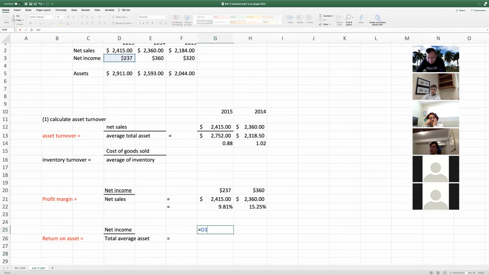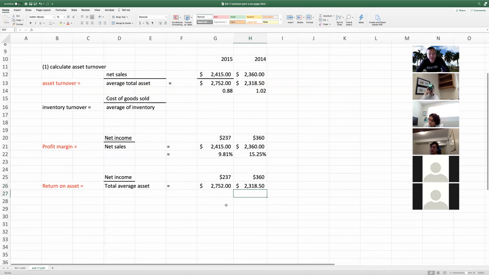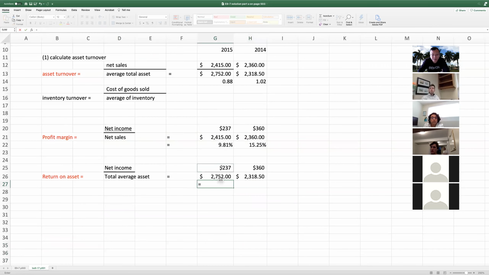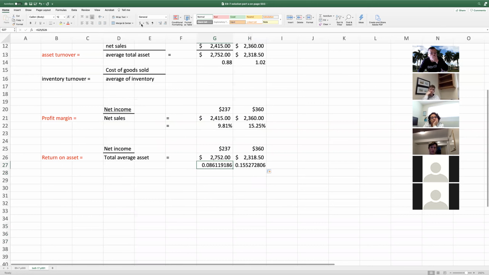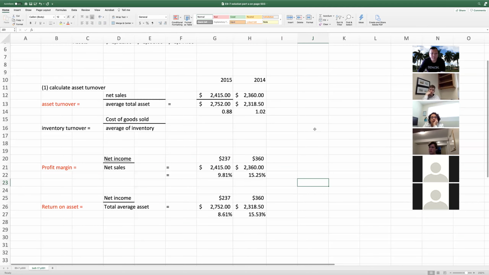Net income is this number. Total average asset is this number, which we already calculated. So now what is the result? Net income divided by total average asset, as a percentage.